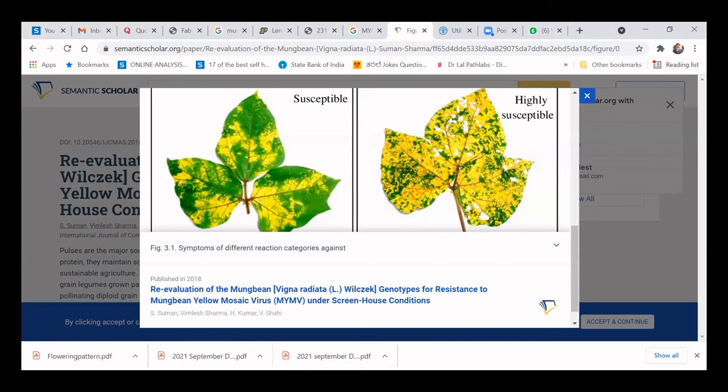Yes, you have seen this one, yellow mosaic virus. Are the slides visible? Is this visible for you people? Yes, sir. Yes, sir. Okay, this is a highly susceptible MYMV plant.